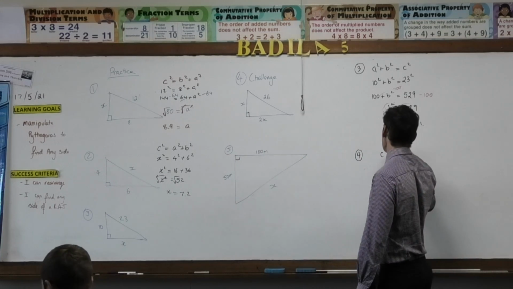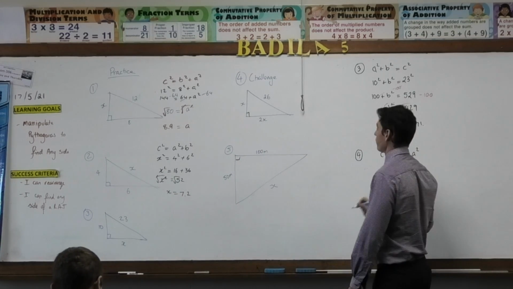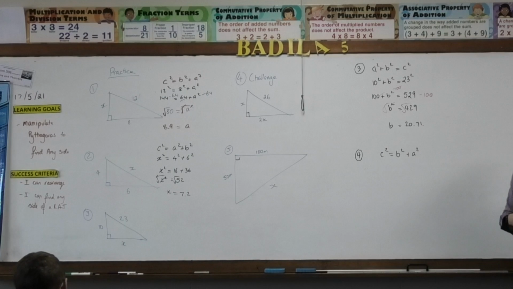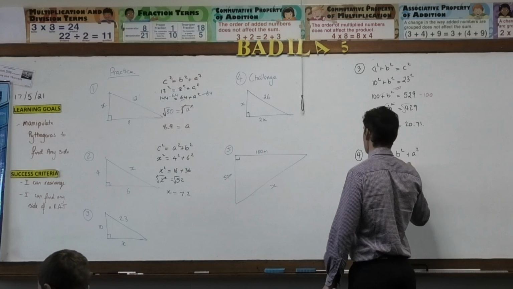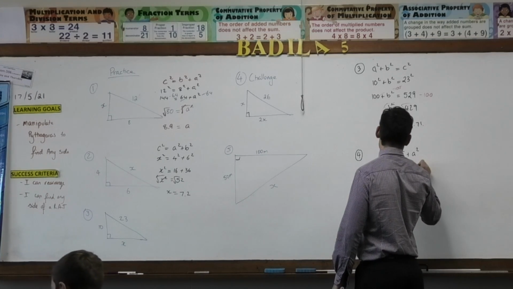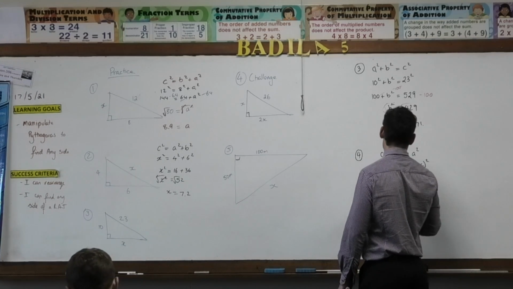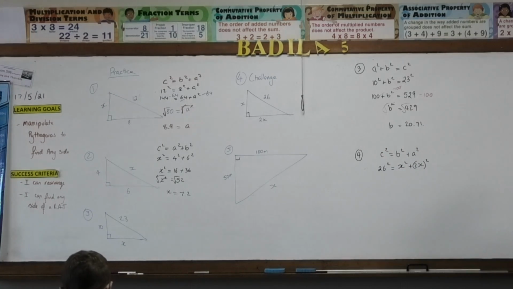So c squared equals b squared plus a squared. So what do I know? I know c squared equals, or c equals? 26. 26 squared equals x squared plus 2x squared. And I'm going to leave that there for a bit to work on that.